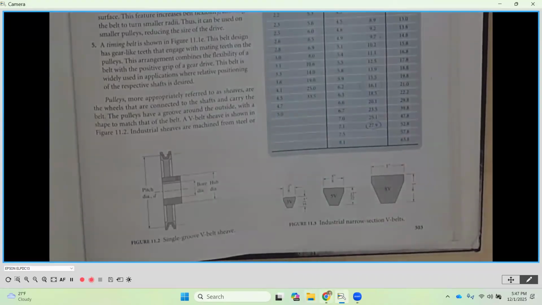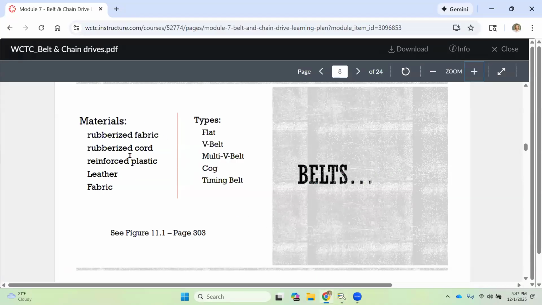Okay. All right. So materials that we have on V-belts, as I mentioned earlier, many of them are going to be rubberized fabric, rubberized cord, reinforced plastic, leather, and then sometimes they even have metal strands going through them to reinforce them as well.